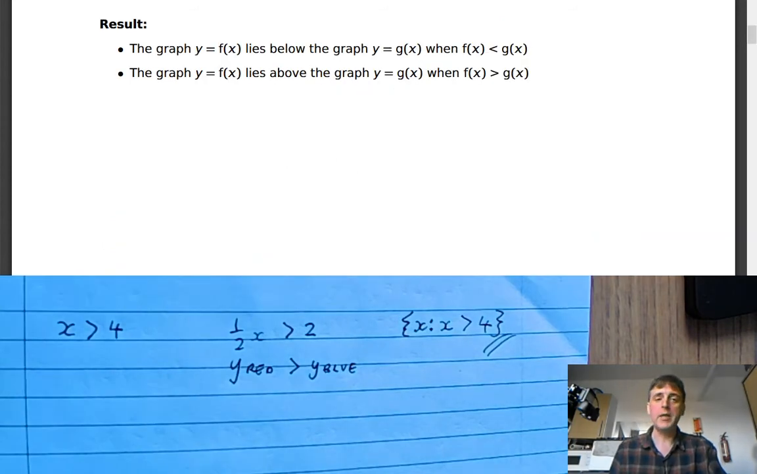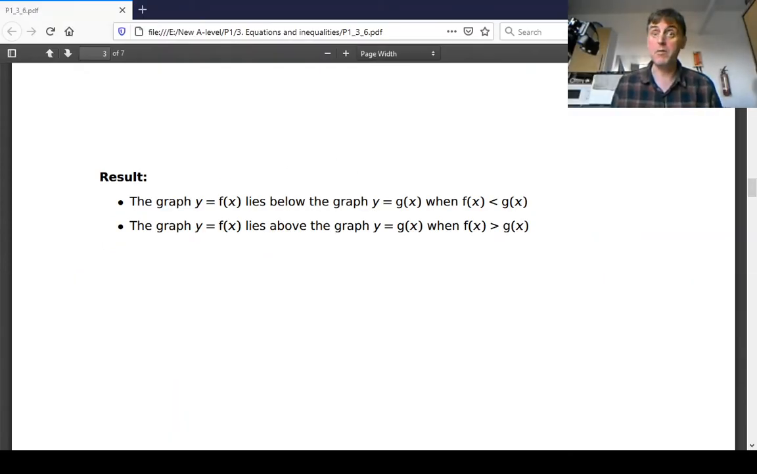So I'm hoping you're seeing how useful it is to look at the graphs when we're trying to solve inequalities. I've put the more formal result on the screen there. I've put it in terms of functions here. So the graph y equals f of x will be below the graph of y equals g of x whenever the value of f of x is less than g of x. And similarly, the graph of y equals f of x will be above the graph of y equals g of x whenever the value of f of x is greater than g of x.